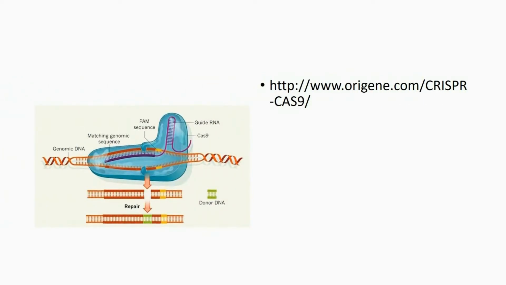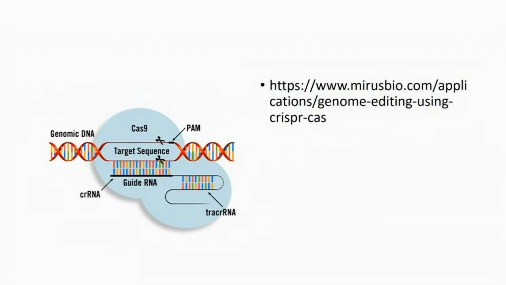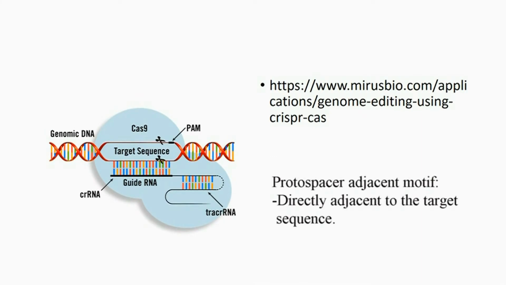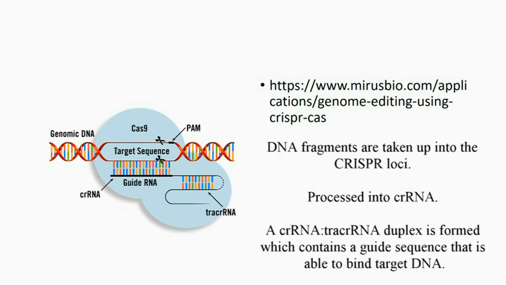The system allows for site-specific genetic modification through the introduction of a double-stranded break followed by the incorporation of a target sequence based on a supplied DNA template during the repair process. The protospacer adjacent motif, PAM, is a short DNA sequence directly adjacent to the sequence of DNA being targeted by the Cas9 nuclease. DNA fragments are taken up into the CRISPR loci, where they are transcribed and processed into crRNA.